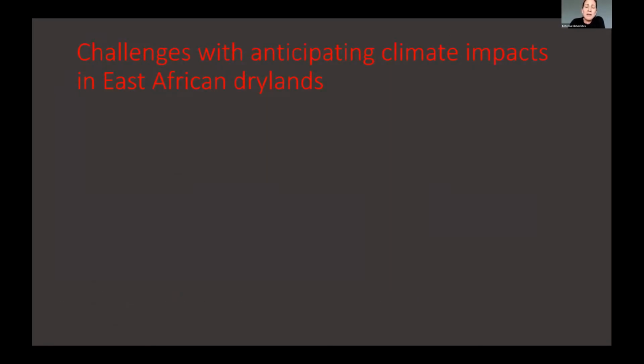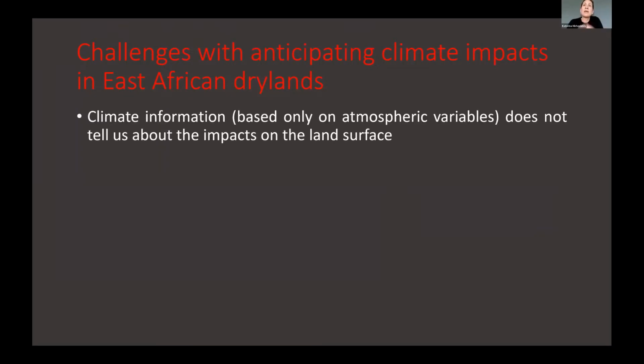I anticipate a few challenges with climate impacts in the East Africa region. I just want to go through these to give a sense of the challenges with actually trying to anticipate the impacts. So far, traditionally, predictions of climate and forecasts are really only based on atmospheric variables: what's happening to the rain, what's happening to the temperature. It doesn't tell us anything about what's happening to that rain once it hits the land. It doesn't tell us how that rainfall is translated and filtered through the land surface.